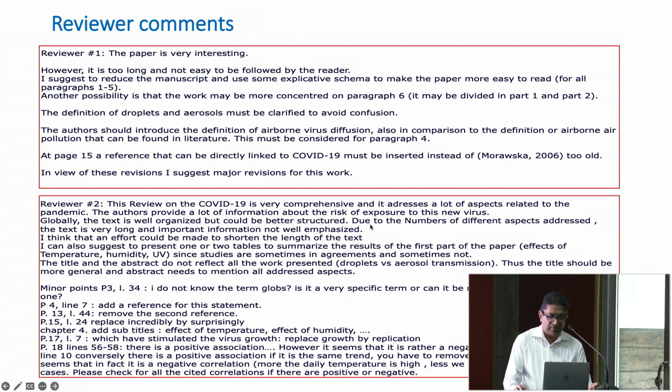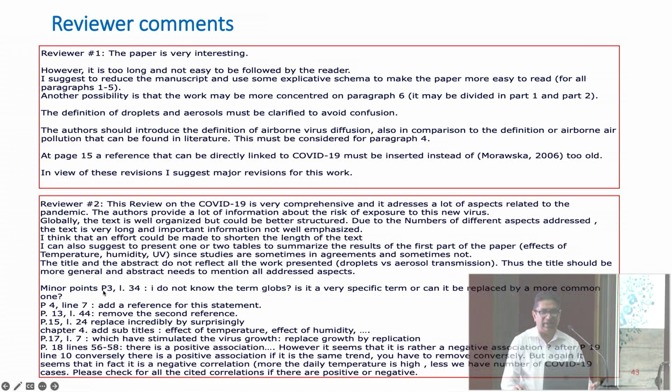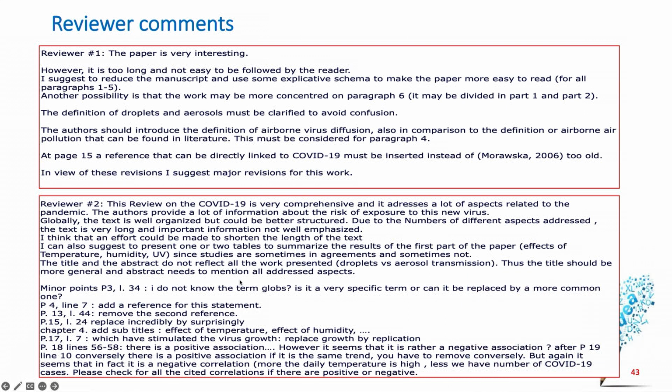Due to the number of different aspects addressed, I think that an effort could be made to shorten the length of the text again. Now see, both have picked it up easily, right? So meaning that I have to basically just drop it. And others, I don't want to read it, but those are small items.